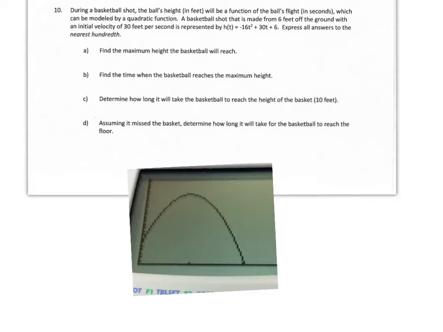Okay, so this looks like it fits. So, we can see that letter A wants to know, find the maximum height the ball will reach. And it does say to express all answers to the nearest hundredth. So it looks like the maximum height is somewhere right around here, but we're going to have to use our calculator to find it. Okay, so in the calculator, you're going to hit the second button and then the trace button, which is on the top right, second button from the right on the top. And since we want to find the maximum, we're going to scroll down to number 4 and hit maximum.